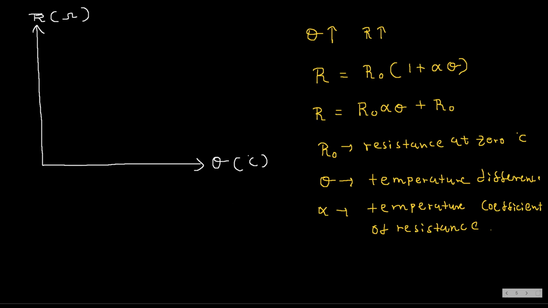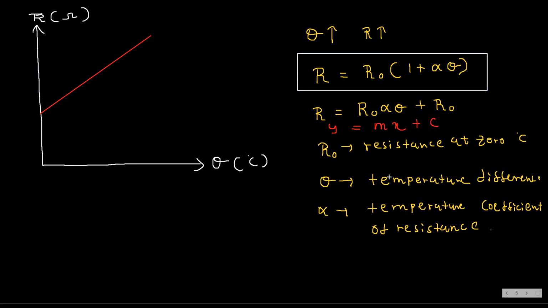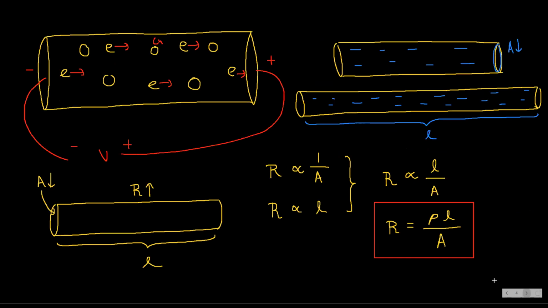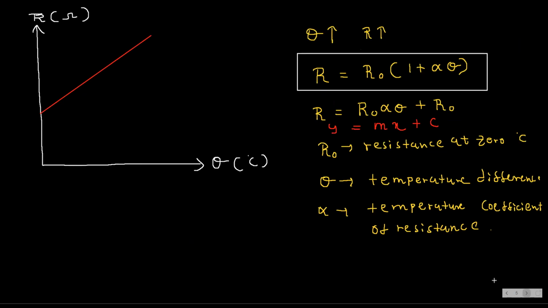Clear, sir. Okay. Now, you can see, according to this equation, this graph should be going like y equals mx plus c. So the graph is just like that. Clear? You have to remember this one also. Okay. Clear? Clear, sir.